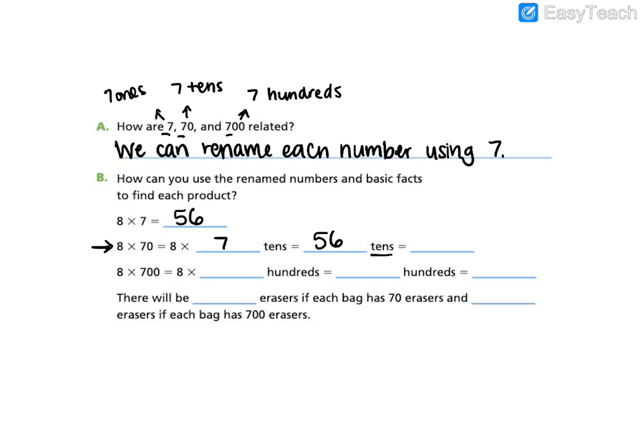We need to regroup and rename 56 tens to 560. Now again, we're going to regroup 700 into 7 hundreds. 8 times 7 hundreds still is equal to 56 hundreds. Now, how do I regroup 56 hundreds?